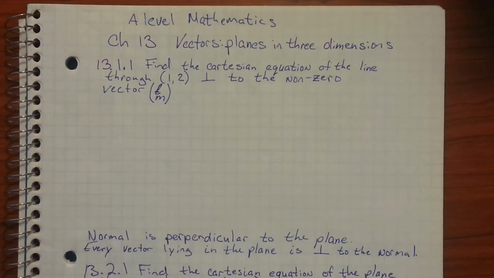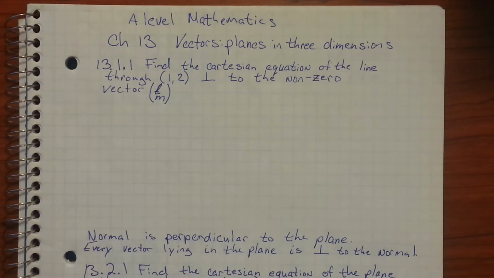This is A-Level Mathematics, Chapter 13, Vectors, Planes in 3 Dimensions. So, Chapter 13.1.1, find the Cartesian equation of the line through (1, 2), perpendicular to the non-zero vector (l, m).